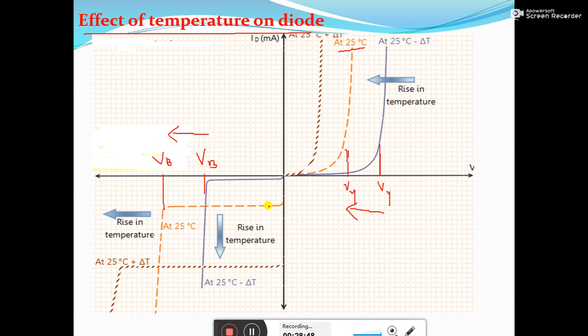At the same time you can tell one more thing about the reverse saturation current. This is a small current here, and this is another current here. If you compare these two currents, this is a very small current, and here the current is increased. Current approximately doubles for every 10 degrees Celsius rise in temperature; the reverse saturation current approximately doubles.